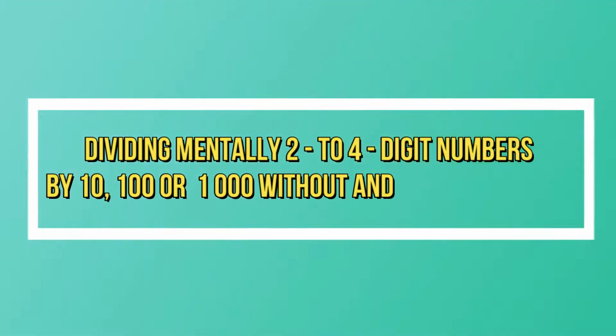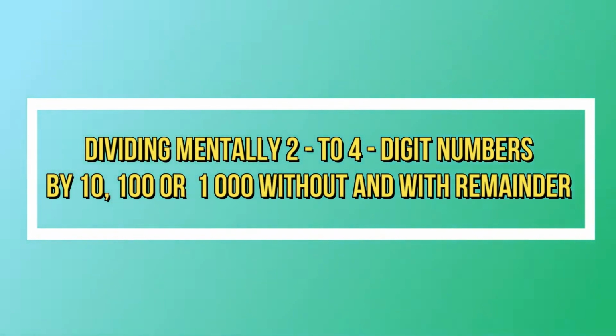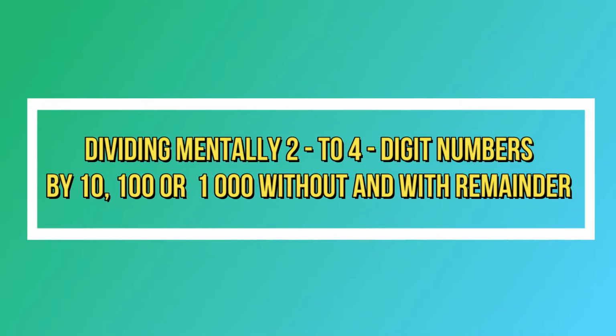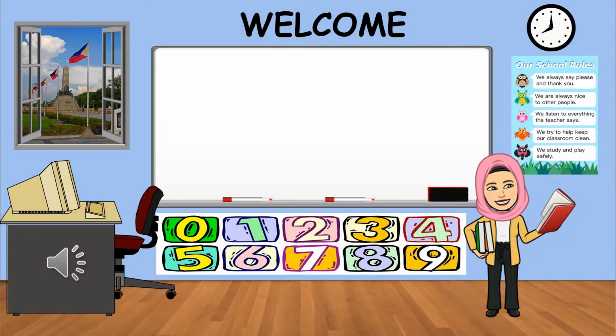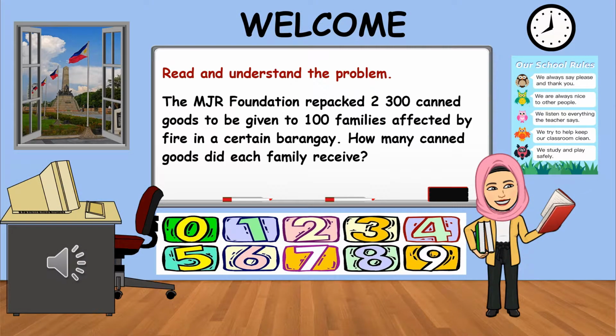Our topic for today is dividing mentally 2 to 4 digit numbers by 10, 100, or 1000 without and with remainder. Read and understand the problem. The MJR Foundation repacked 2,300 canned goods to be given to 100 families affected by fire in a certain barangay. How many canned goods did each family receive?